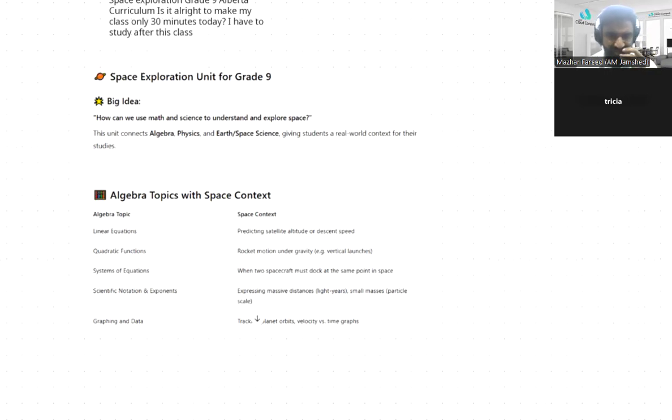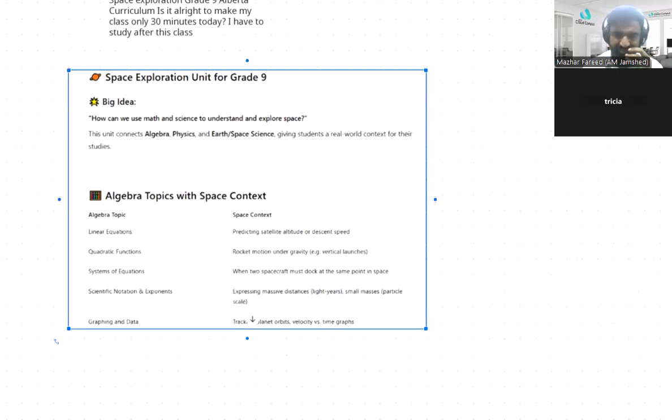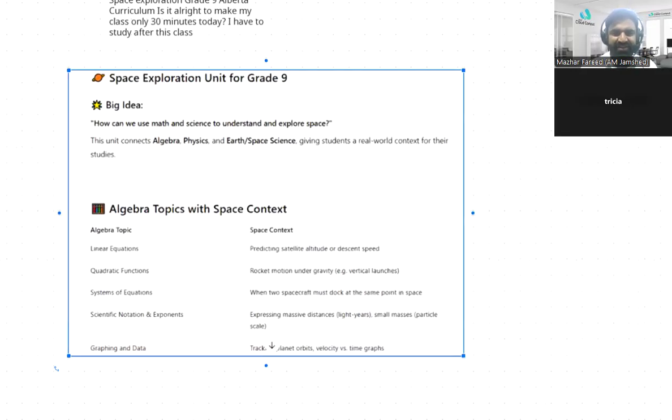Okay. This is visible to you? Yes. Okay. So if we take the big idea from space exploration, how can we use math and science to understand and explore space? Actually, space exploration depends upon algebra and physics, and we correlate all the science subjects with this. So when you correlate all the subjects, we need to connect algebra, physics, and earth space. So it becomes very easy to understand for any student.